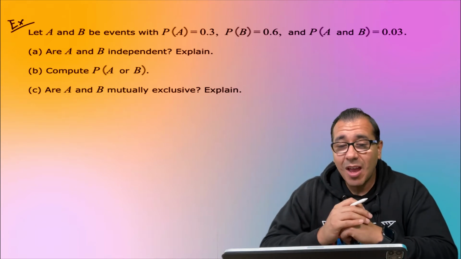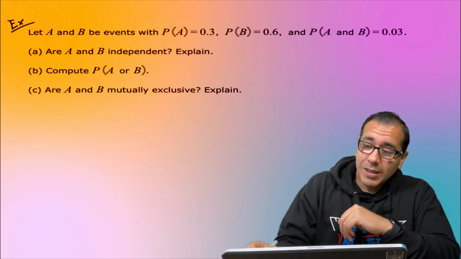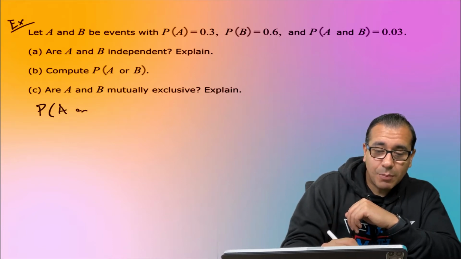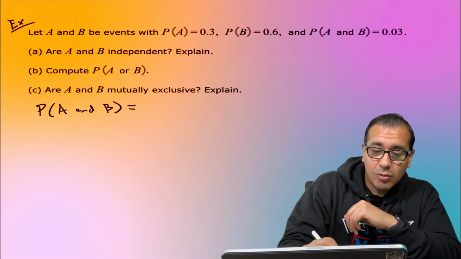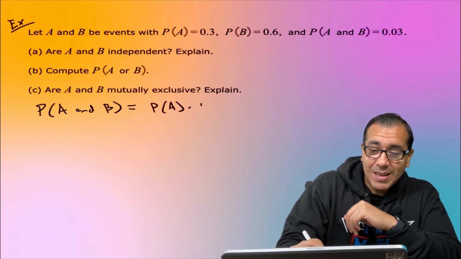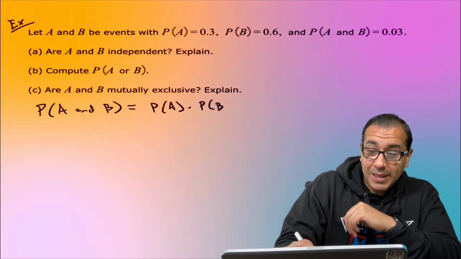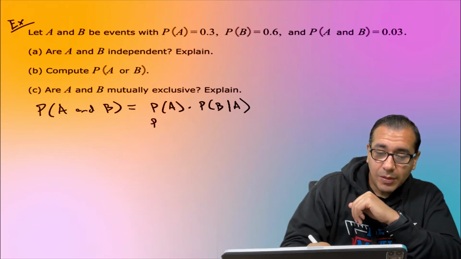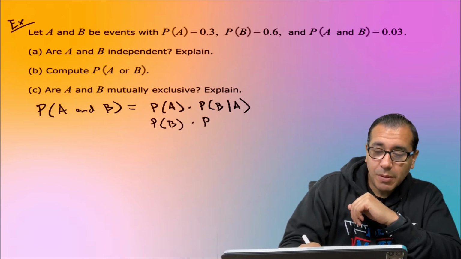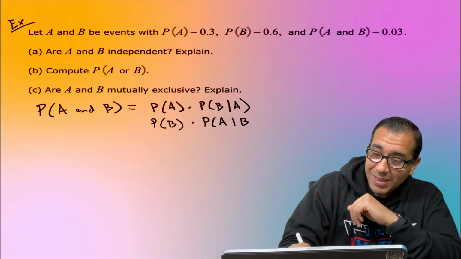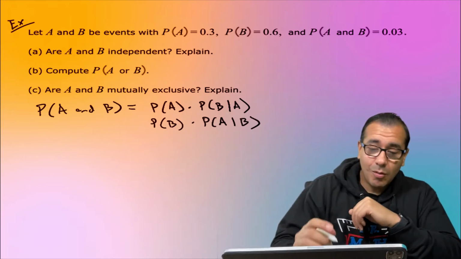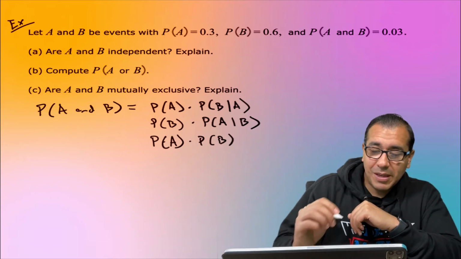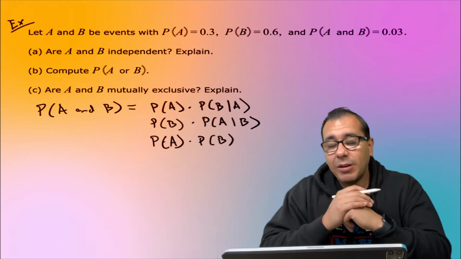Our first question says, are they independent? When we're looking at independence, for these to be independent, the probability of A and B must be equal to either the probability of A times the probability of B given that A is taking place, or the probability of B times the probability of A given that B has taken place, or the probability of A times the probability of B. And we could use that last one if we know that they're independent right off the bat.